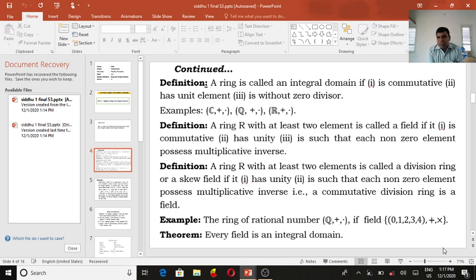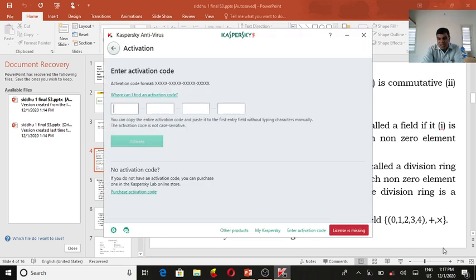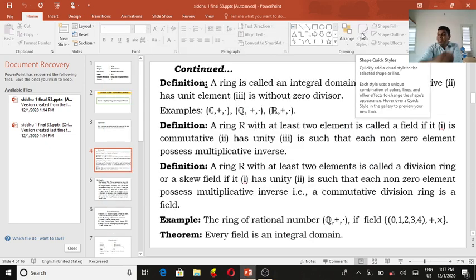Also no divisor, zero divisor, without zero divisors. See, a ring is called an integral domain. First, if we have an integral domain, the ring must be commutative. What does commutative mean? A plus B equals B plus A, or AB equals BA is commutative. This is the first property. You also know the definition of unit element.